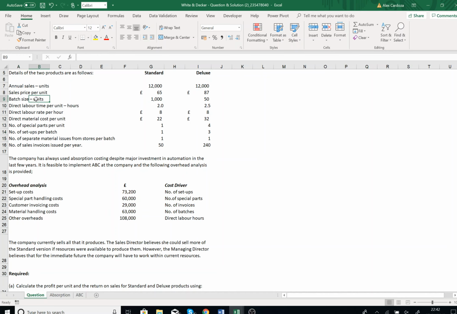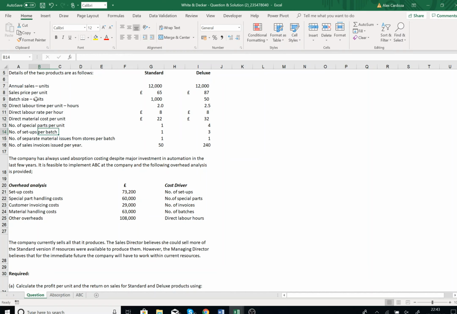And a key thing with activity-based costing you need to watch out for before I go into that is batch sizes. Yeah? So if my batch size is 1,000, that means I can produce 1,000 units at a time. So if I need to produce 12,000, I have 12 batches. With deluxe, if I can only do 50 units at a time, that's then 2,400 batches, yeah? So that's very different, okay? That's key. You need to watch out for that, because you might need to use that later on, as we might see.